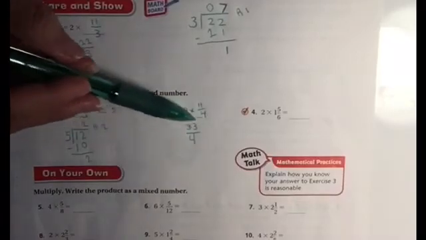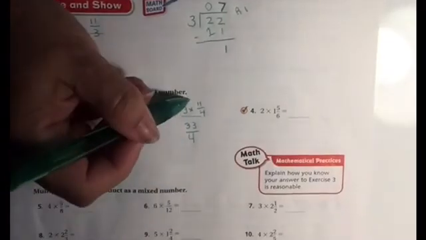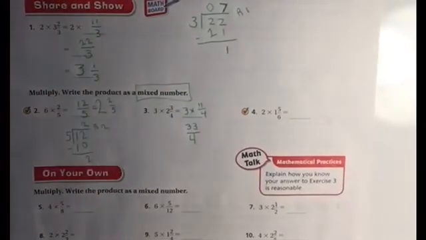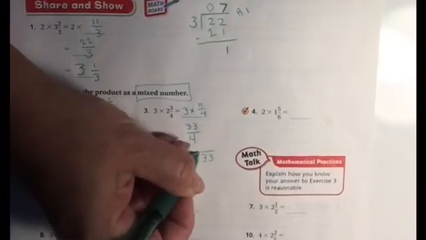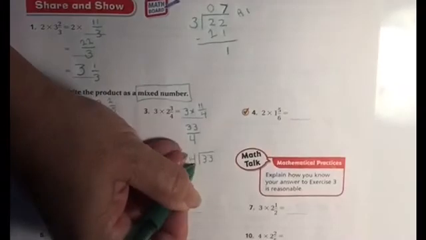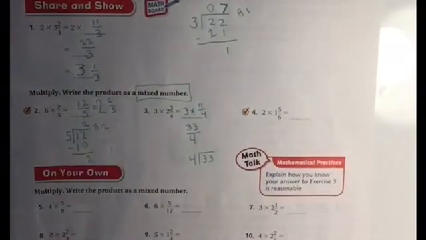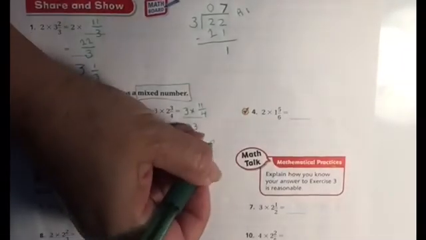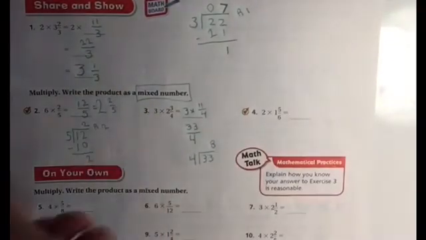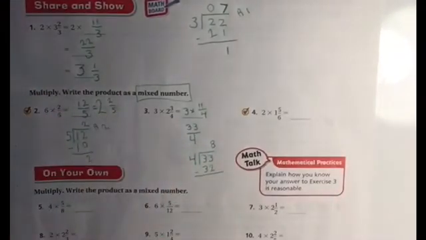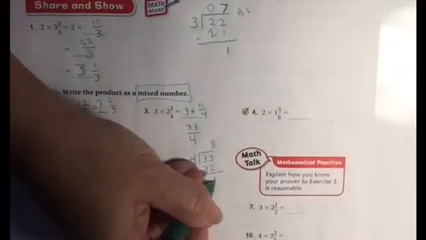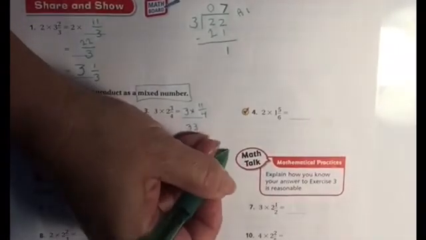However, I have an improper fraction here. I need to turn it into a mixed number. How do I do that? Again, I have to divide. So 33 divided by 4. Can 4 go into 3? It sure can't. Can 4 go into 33? Ah, yes. 8 times. 4 times 8 is 32. 33 take away 32 is 1. So we have remainder 1.